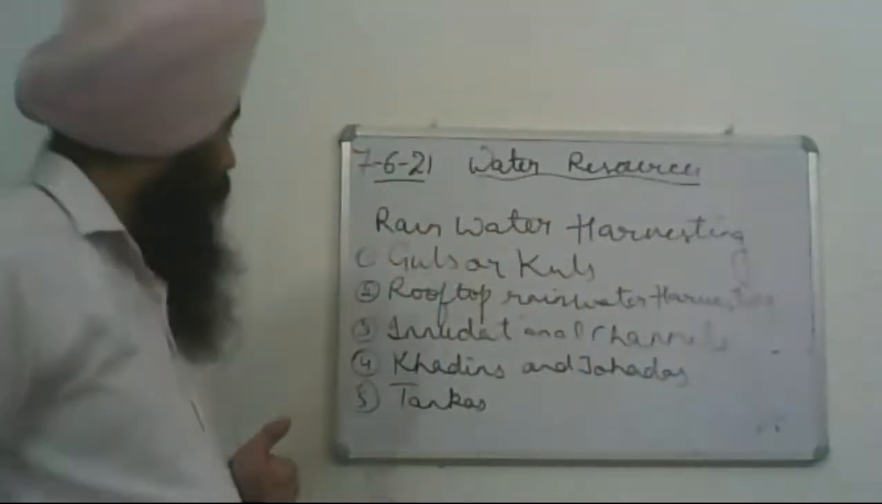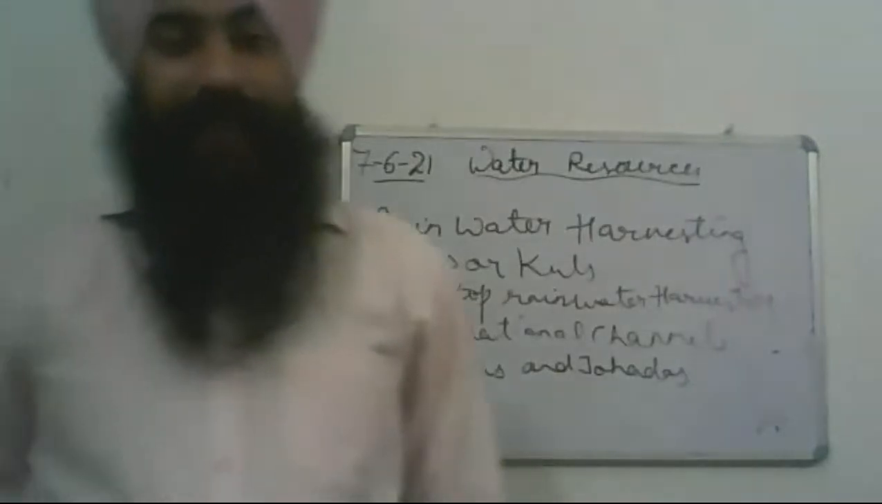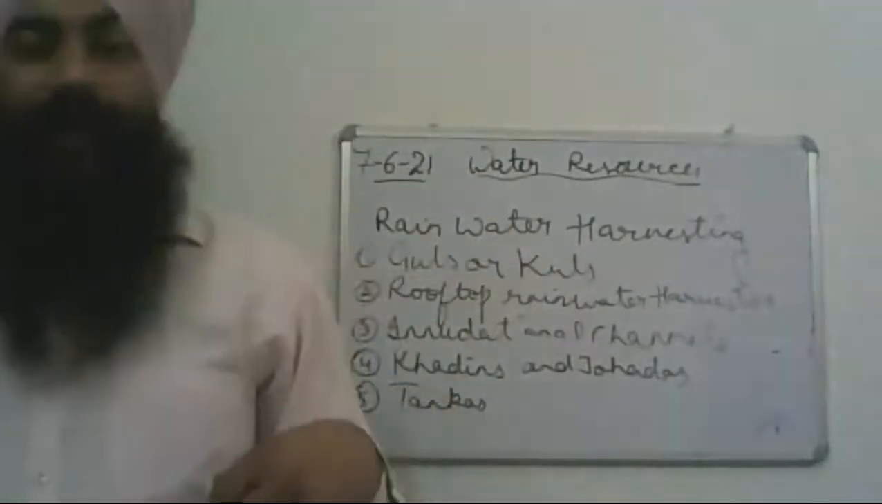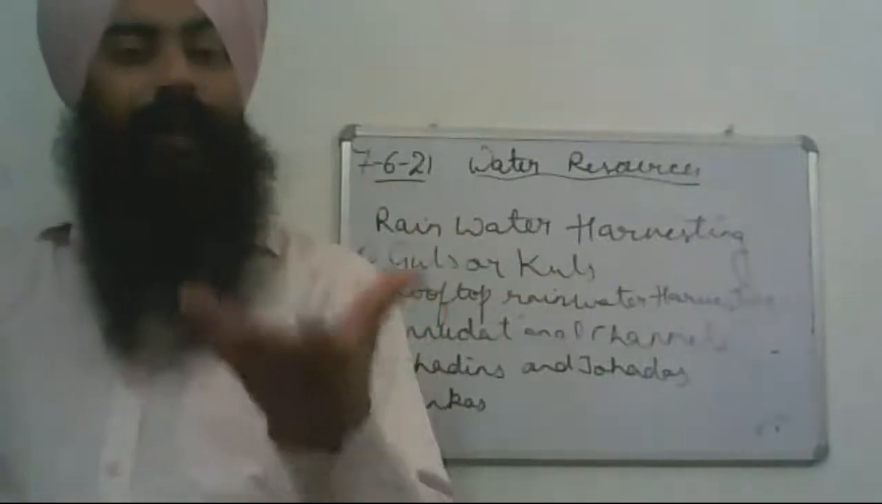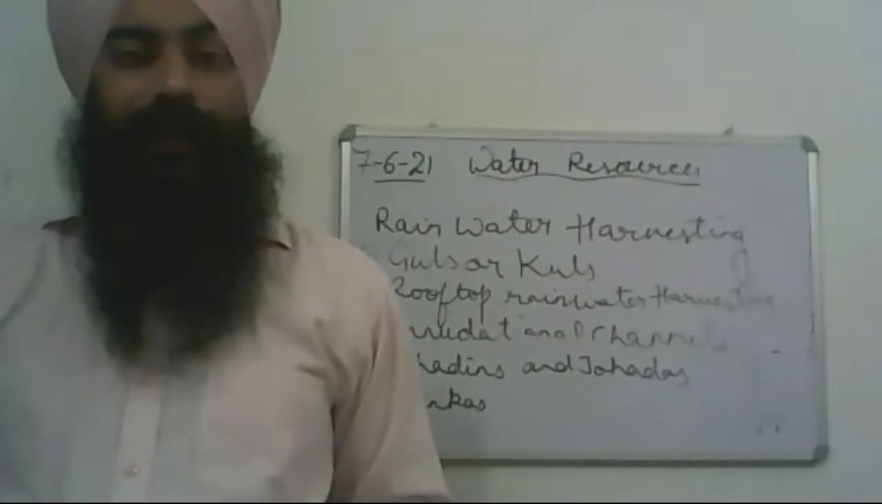And fifth one is the tankas, tanks. The word is brought from tanks. Underground tanks or chambers are built in parts of Western Rajasthan.